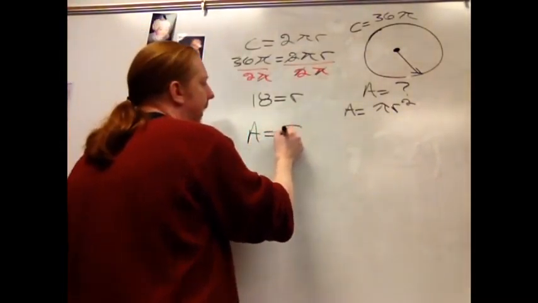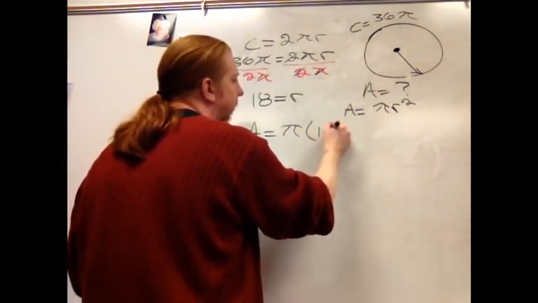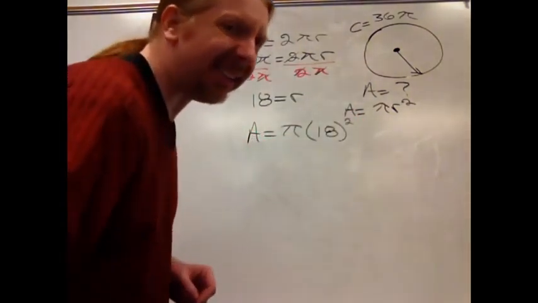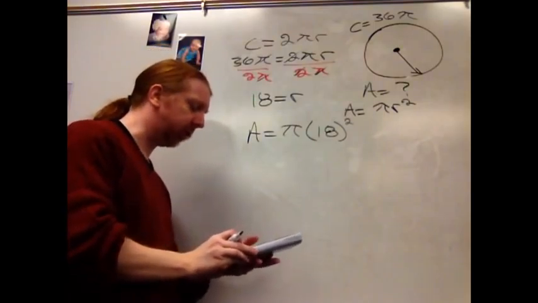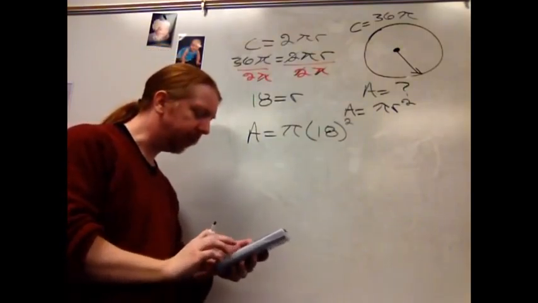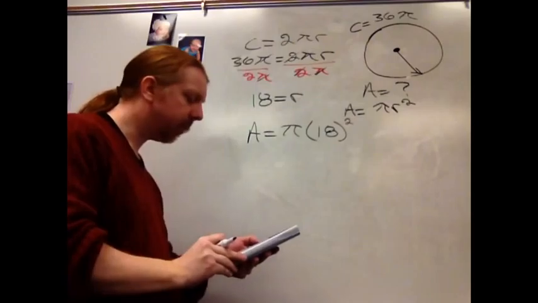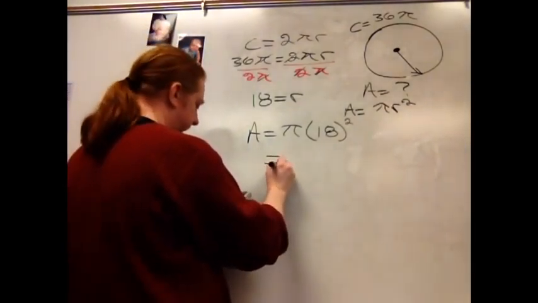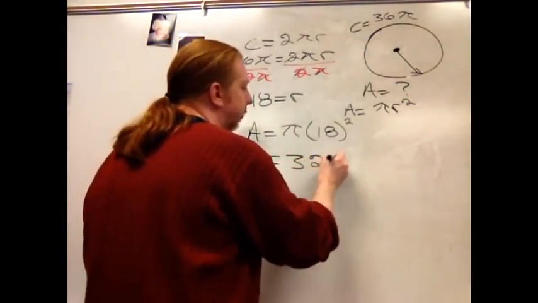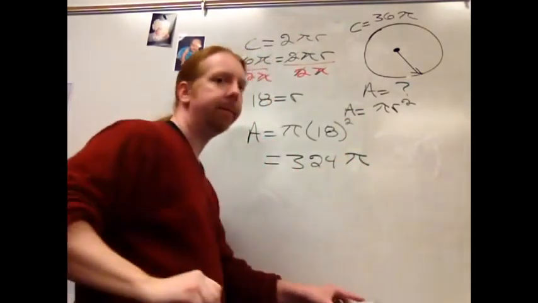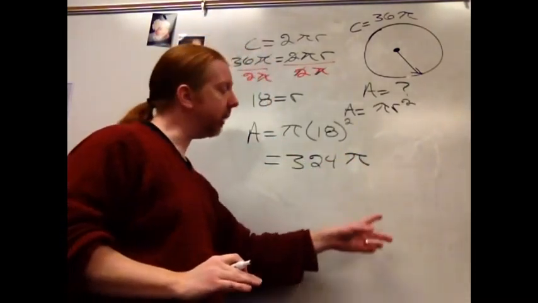Area is pi times the radius squared. 18 is one I don't have memorized for my perfect square, so I'll go to my calculator. 18 squared. And that gives me an answer of 324 pi. I'm going to leave my answer there in terms of pi.